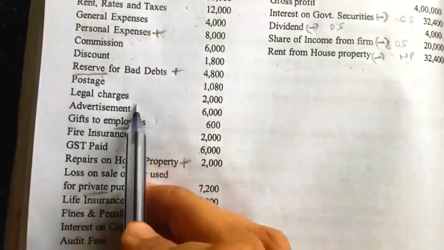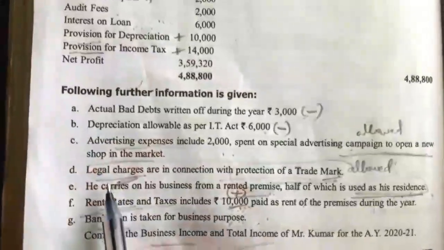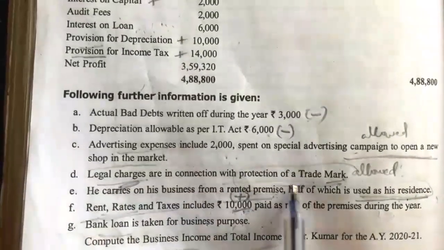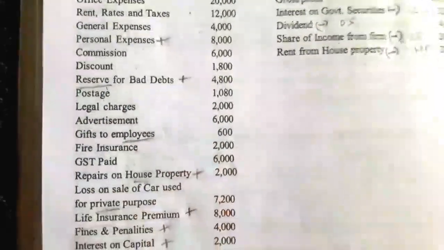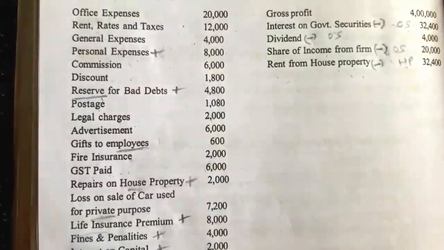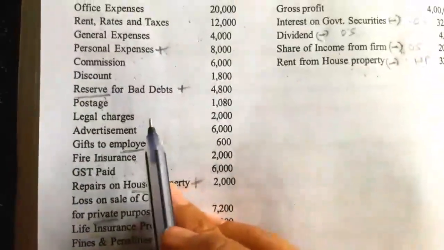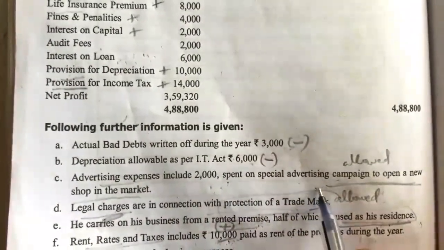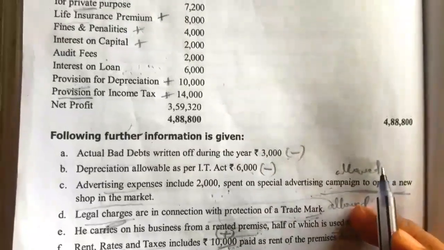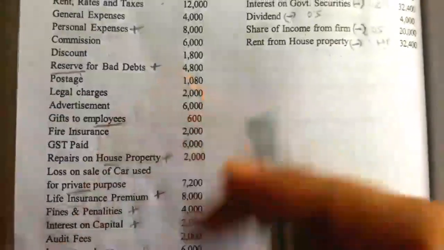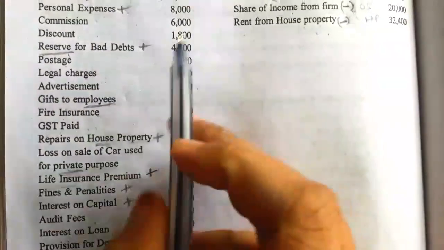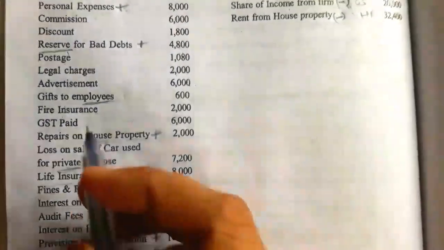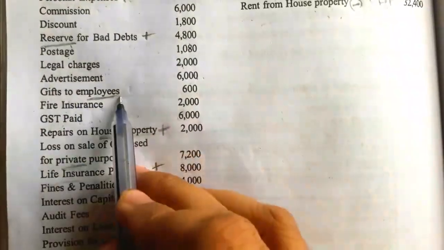Postage is allowed. Legal charges: here they have given an adjustment relating to legal charges. Legal charges are in connection with the protection of trademark, so it is allowed. When it is allowed, we have to ignore it, meaning it should stay in the profit and loss account only. We need not delete it from the profit and loss account. Then advertisement: there is also an adjustment relating to advertisement. That 2,000 is spent for a special advertising campaign, which is allowed. So it should stay on the debit side of the profit and loss account. We should not delete it. Only for deleting purposes are we adding to the net profit.